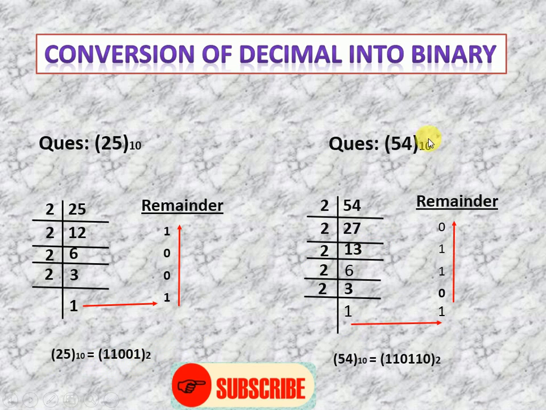Let's take another example, 54. So 54 is a decimal number. So again we will divide 54 by 2. So 54 by 2, quotient will be 27, remainder 0. 27 divided by 2 will give 13 as quotient and remainder 1. 13 divided by 2, 6 as quotient and 1 will be remainder. 6 divided by 2 will give 3 as quotient and 0 will be remainder, and 3 divided by 2 will give 1 as quotient and 1 as remainder. So the final answer will be 1 1 0 1 1 0.